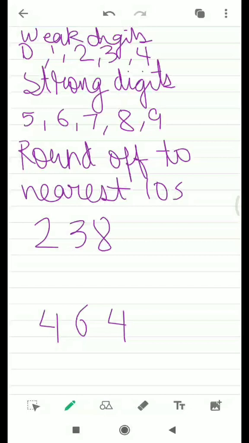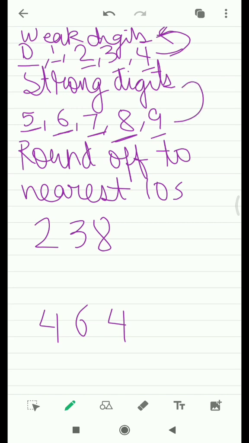So starting from 0, 0, 1, 2, 3, 4. These are weak digits. You will have to remember that the first 4 digits are weak digits. And starting from 5, 5, 6, 7, 8, 9. These are strong digits. Okay?